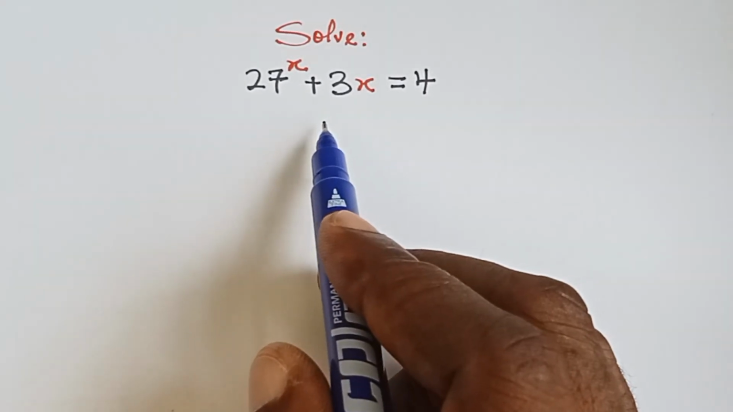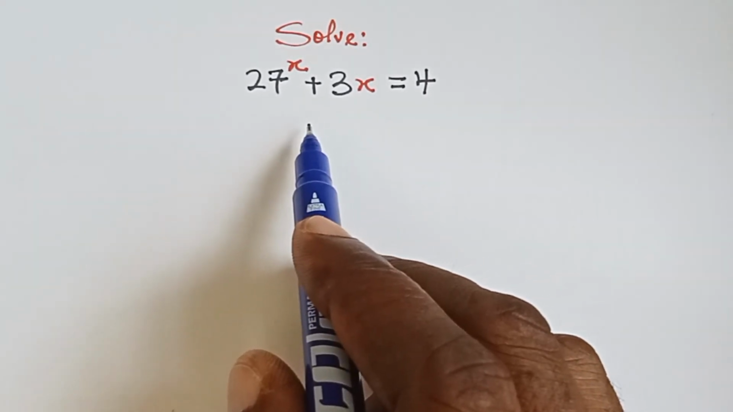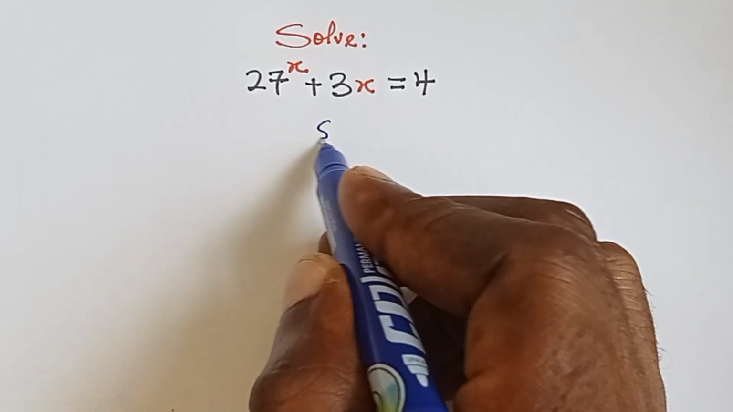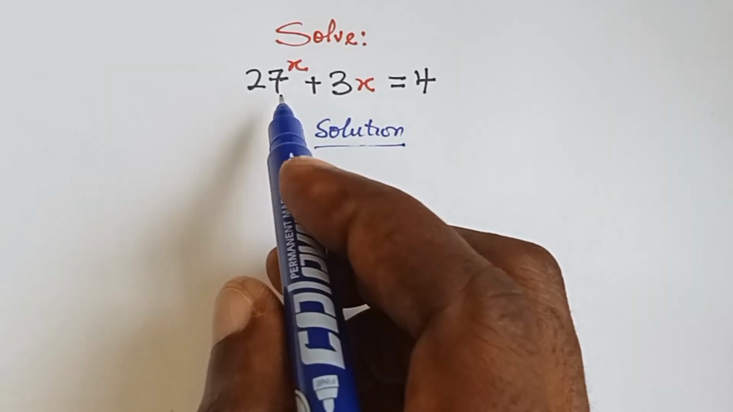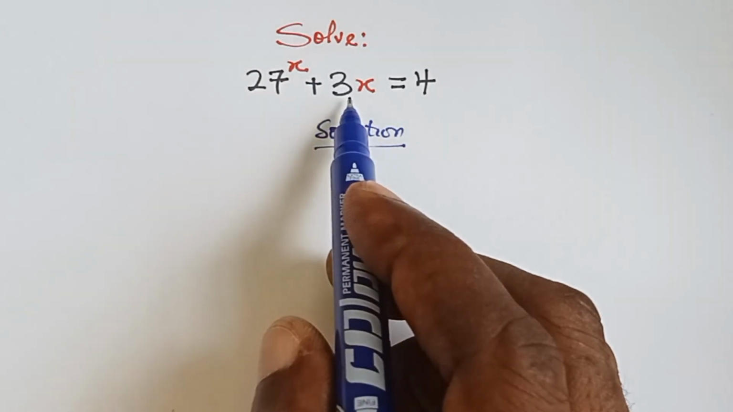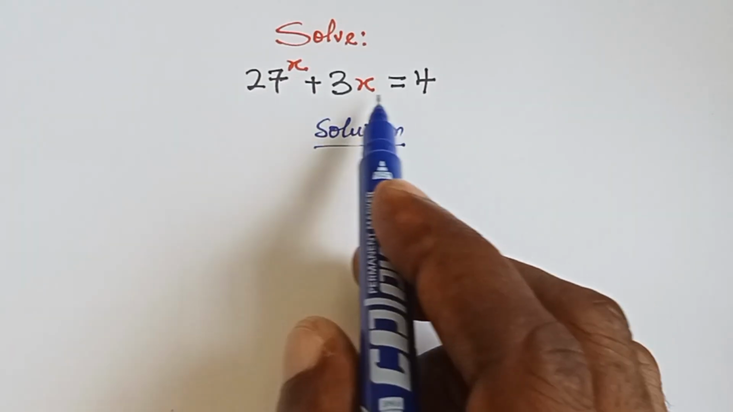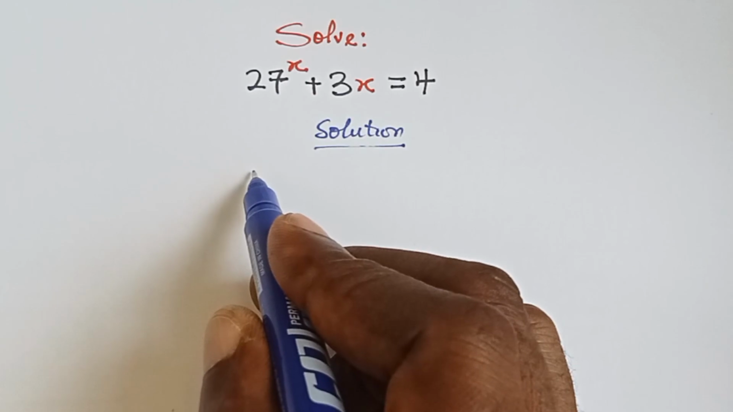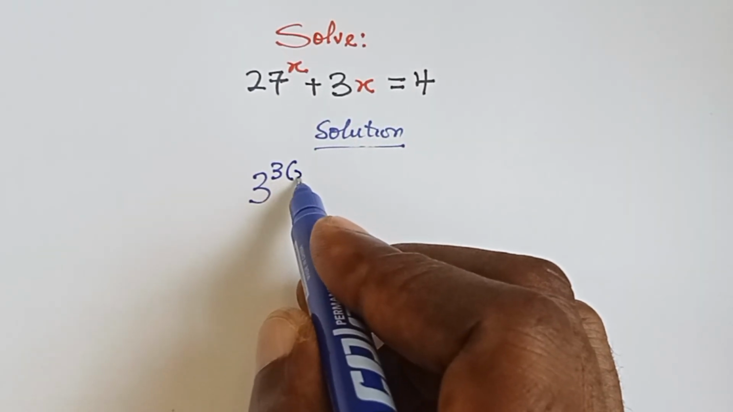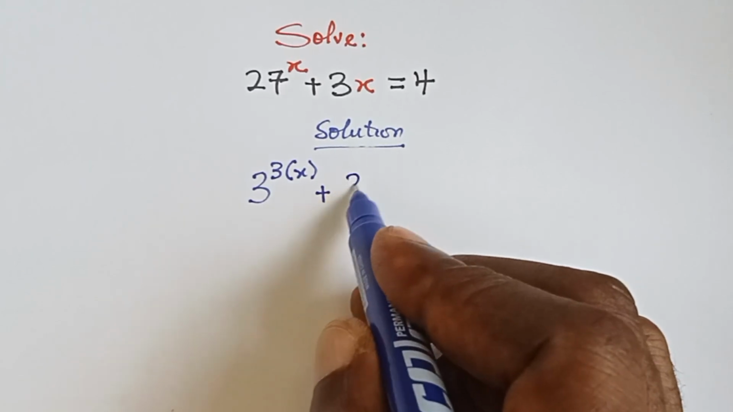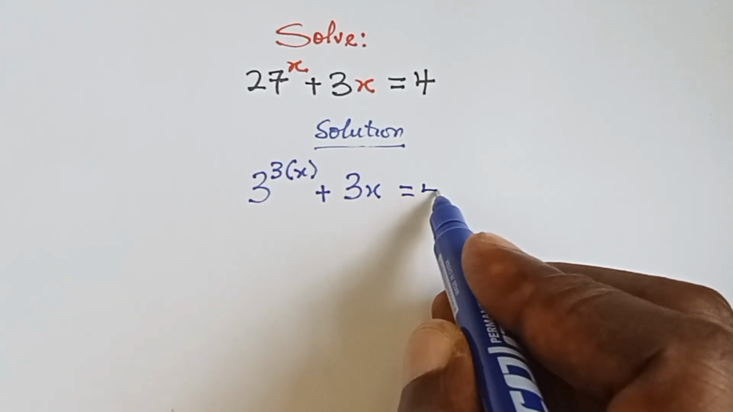In this video, I want to solve this viral equation. Solution: we have 27 raised to power x plus 3x equals 4. 27 can also be written as 3 raised to power 3. Then we write our x plus 3x equals to 4.